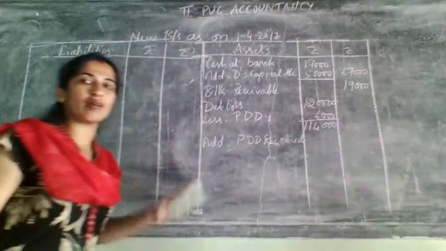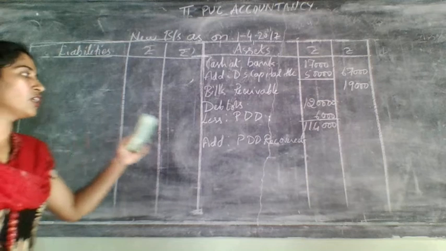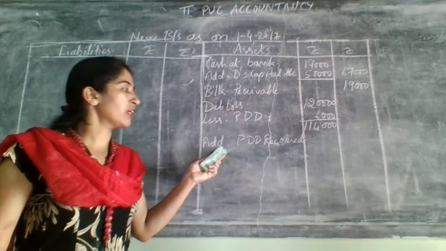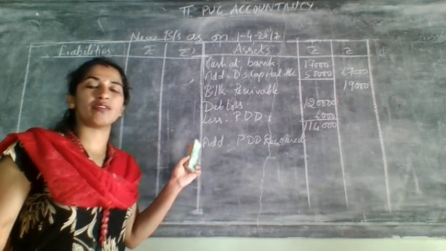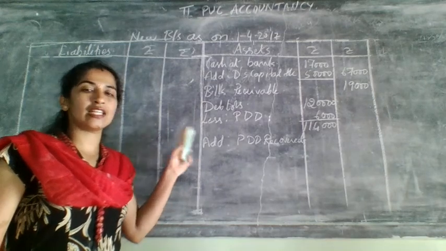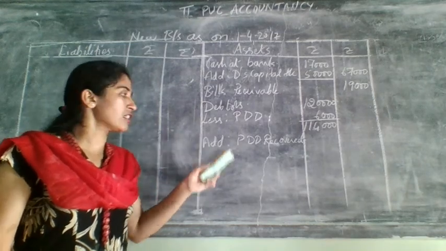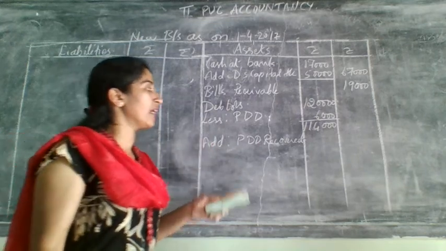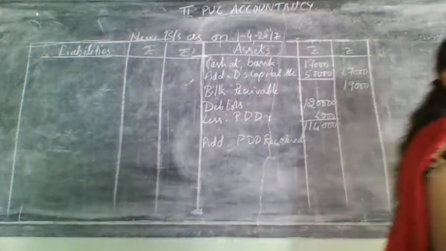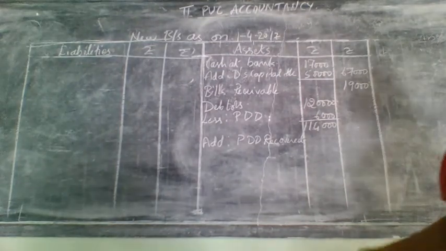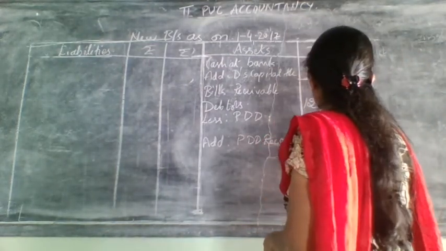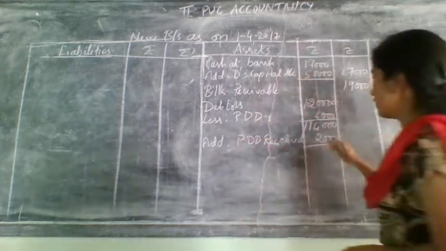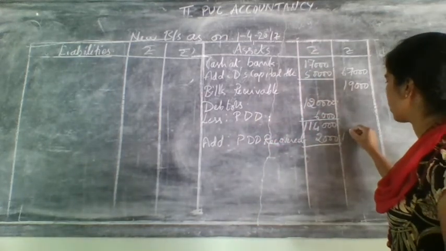If it was on the debit side of the revaluation account, it means you need to do less here. But in this problem they have given PDD on the credit side. That means it is PDD recovered. That's why we are taking it, and we have considered this as add. How much was recovered? It was recovered 2,000. You have taken 2,000 there in the revaluation account. Now add these two and write it in the outer column.